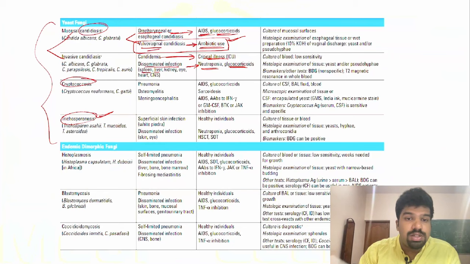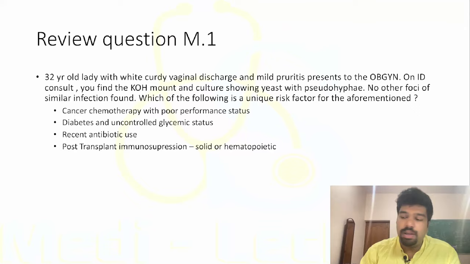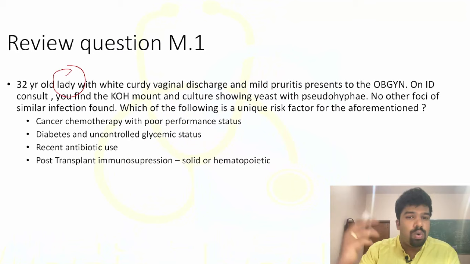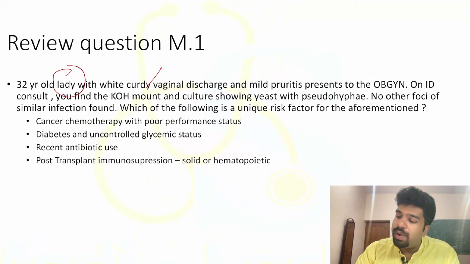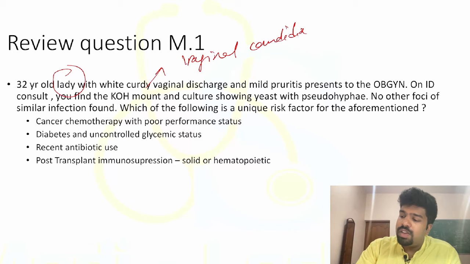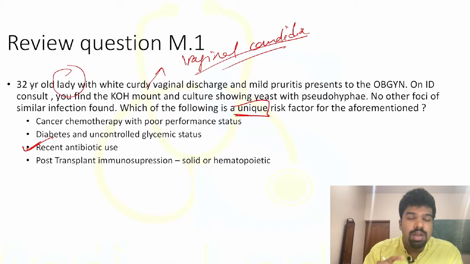So do you remember the question that we learned? Look at this question. I told you a 32-year-old lady has come with a curdy discharge. No other foci is found. You cannot see any risk factors over here. Okay. So this curdy white discharge is basically a vaginal candida. Now for this vaginal candidiasis, they're asking which is the most important unique risk factor. So the answer to this question is recent antibiotic use. So please remember to mark this and not others. For vulvovaginal candidiasis, the risk factor is antibiotic use and nothing else.